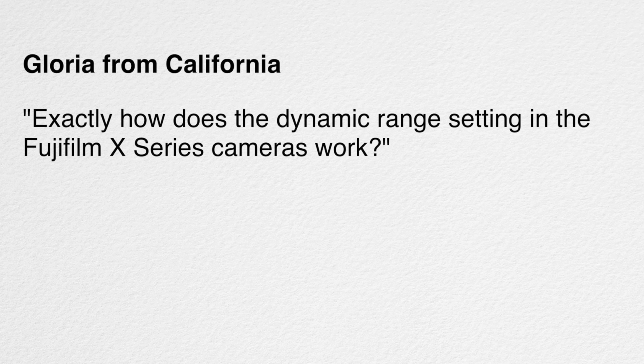Gloria's question is, exactly how does the dynamic range setting work in the Fujifilm X Series cameras? This is a good question because a lot of Fuji shooters know about the dynamic range setting, that it's on their cameras, but I think a lot of people don't know exactly how it works and how to use it. Basically, the dynamic range setting is a tool found in the Fuji cameras that allows you to control contrast when you're shooting in JPEG mode.